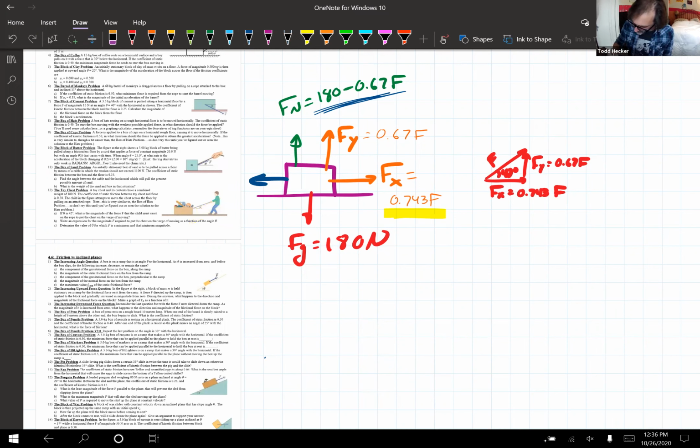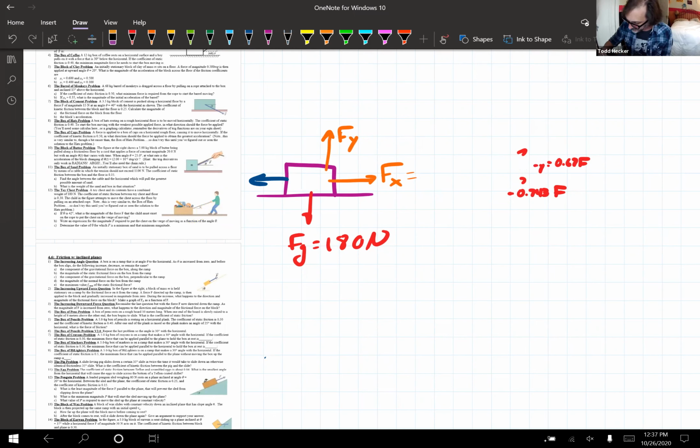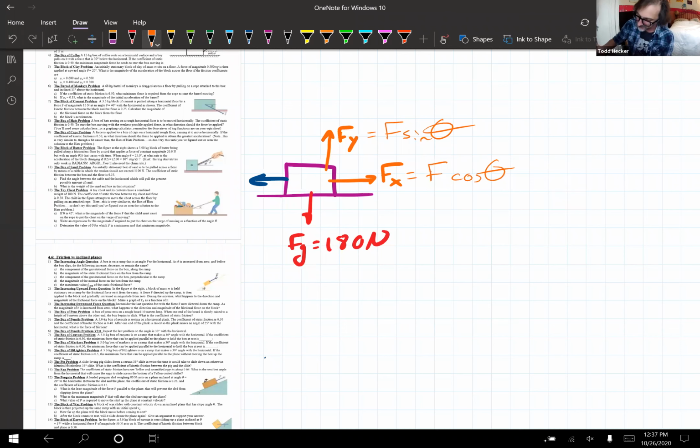So the idea is, if our angle changes, that's going to change these X and Y components, right? But regardless, based on that triangle that I just erased for some dumb reason, this x component is always going to be F times the cosine of theta, and this is going to be F times the sine of theta, right?